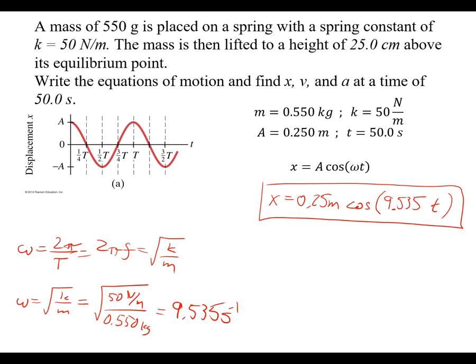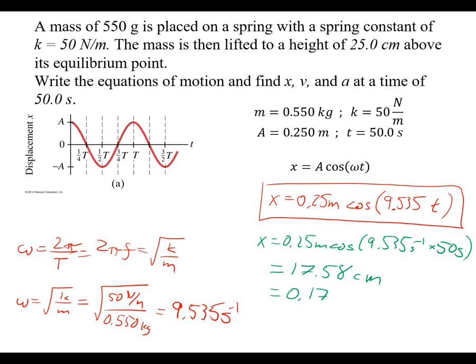Let's go ahead and put in our time: 0.25 meters, times the cosine of 9.535, that's inverse seconds, times 50 seconds. This would give us a position of 17.58 centimeters. The calculator came out as 0.1758 meters, which would be 17.58 centimeters.